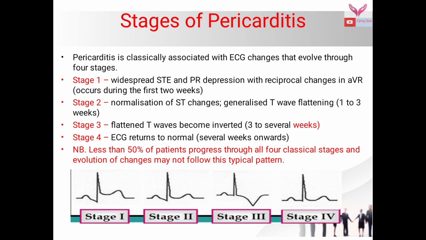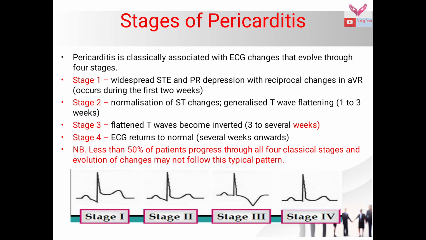There are 4 stages of pericarditis based on ECG changes. In stage 1, we get widespread ST elevation and PR depression with the reciprocal changes in AVR. It occurs during the first 2 weeks of the pericarditis. In stage 2, there is normalization of the ST changes and there is generalized T wave flattening, and it is usually seen in the first to 3 weeks.